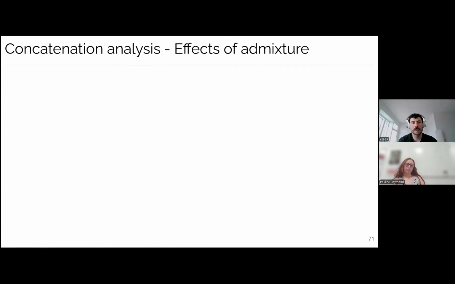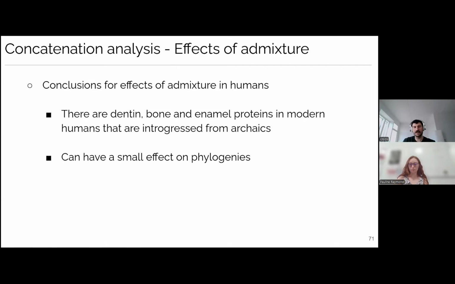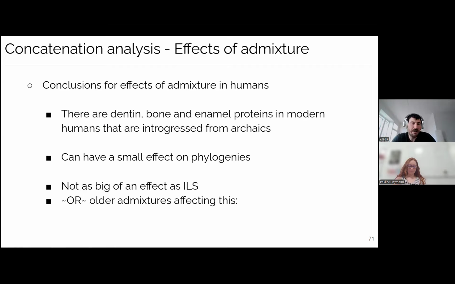So in conclusion for this analysis of assessing the effect of admixture, we saw that there are dentin, bone, and enamel proteins in modern humans that likely originate from archaic humans like Neanderthals and Denisovans. And these can have a small effect on the phylogenetic tree you're generating, whether you're using the introgressed humans. However, it doesn't seem to have as big an effect as other things, most likely incomplete lineage sorting. Or it could be the case that there are other past admixtures affecting our results that we cannot control.